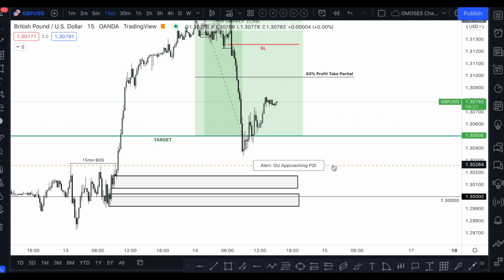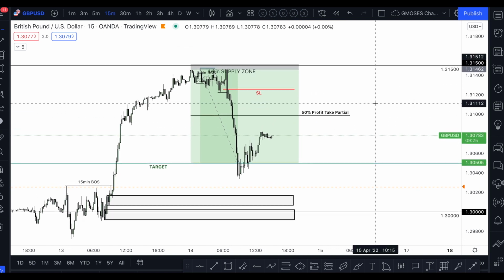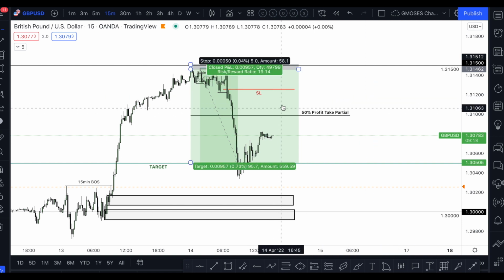So hey you guys, this is what I saw in the market. This is how I kind of utilize the different strategies and my principles to actually capitalize on a 1 to 19 risk reward trade, and I caught 95 pips. An easy trading day today.